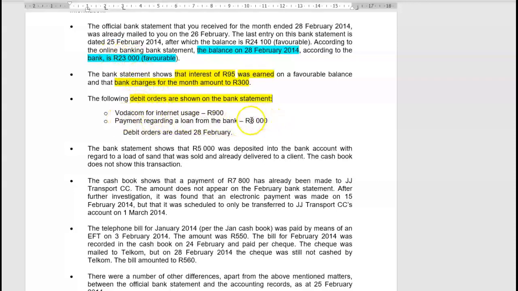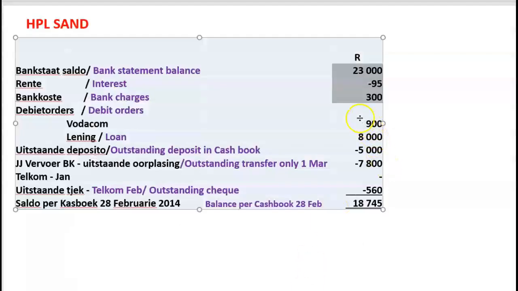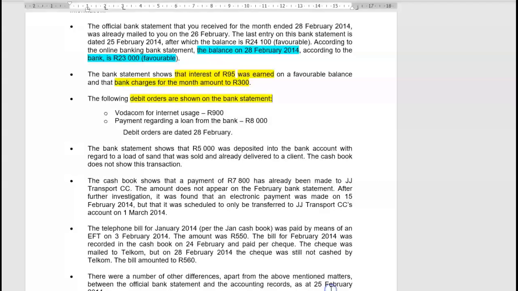Payment regarding a loan from the bank, 8,000 Rand. So basically I have to add that back as well, so that I eliminate those two items from my bank statement. Debit orders, the internet charges, and the loan, I'm going to add it back, because if those items did not go through, my bank statement balance would have been more.